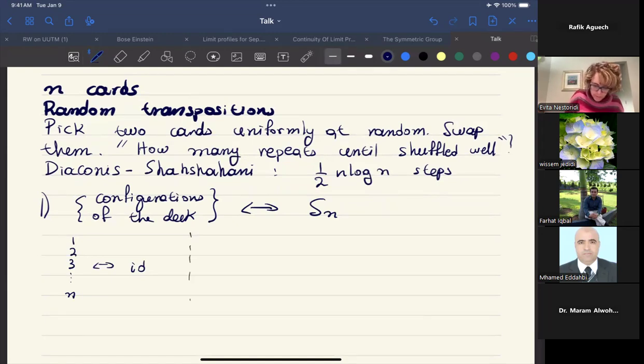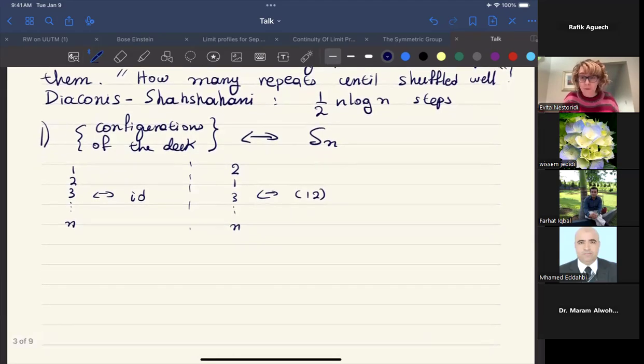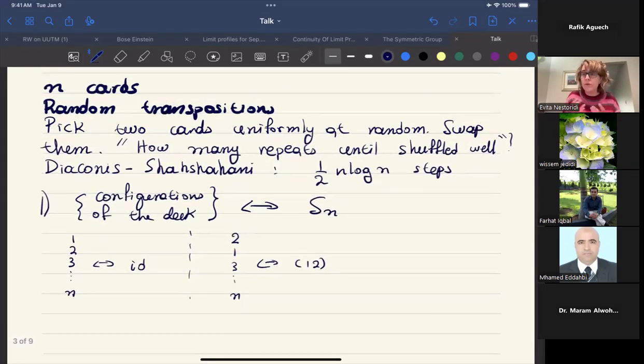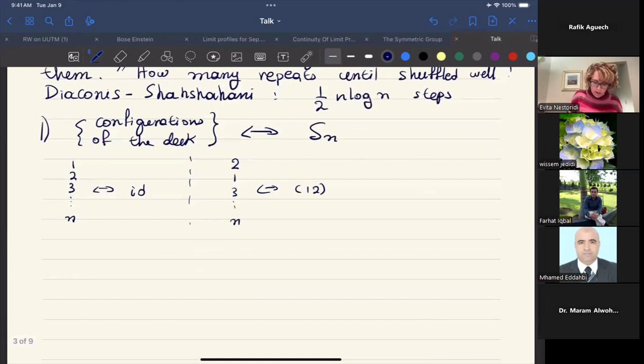Say we were to swap the top two cards. That would mean that card number 2 comes to the top, card 1 moves down, and so on. That corresponds to the transposition (1 2), and so on. Every configuration of the deck gives us a permutation and vice versa. So the configuration space of this Markov chain, of this card shuffle, is the symmetric group. And this is why we will consider two permutations, two elements of the symmetric group.